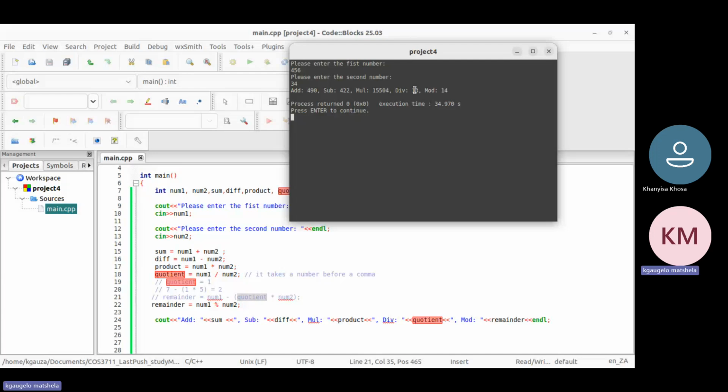So that's why I was using smaller numbers, so that you can understand easily. I made it very easy so that you can understand.